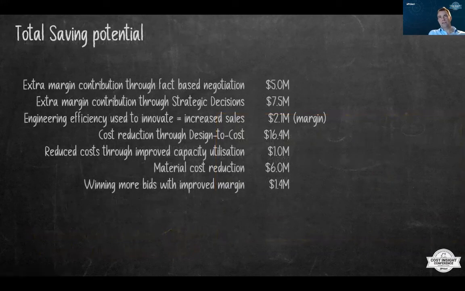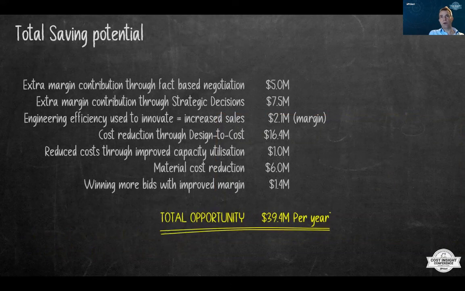So the total saving potential, adding all these up, is a whopping 39.4 million per year. And there's little asterisks there because there are some caveats around that. Some of these caveats imply that this could be a lot larger, by the way.